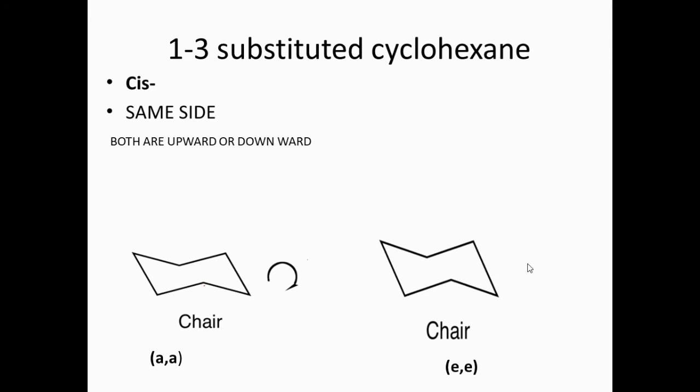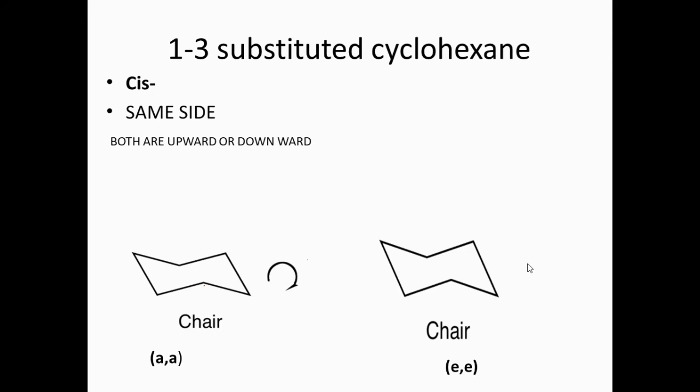If the substituents are at the first carbon atom and the third carbon atom, then it can be considered a 1,3 disubstituted cyclohexane. In the case of 1,3 disubstituted cyclohexane, cis form means both substituents are attached by the upper bond at the first place and the third place. Then it is known as a cis form.